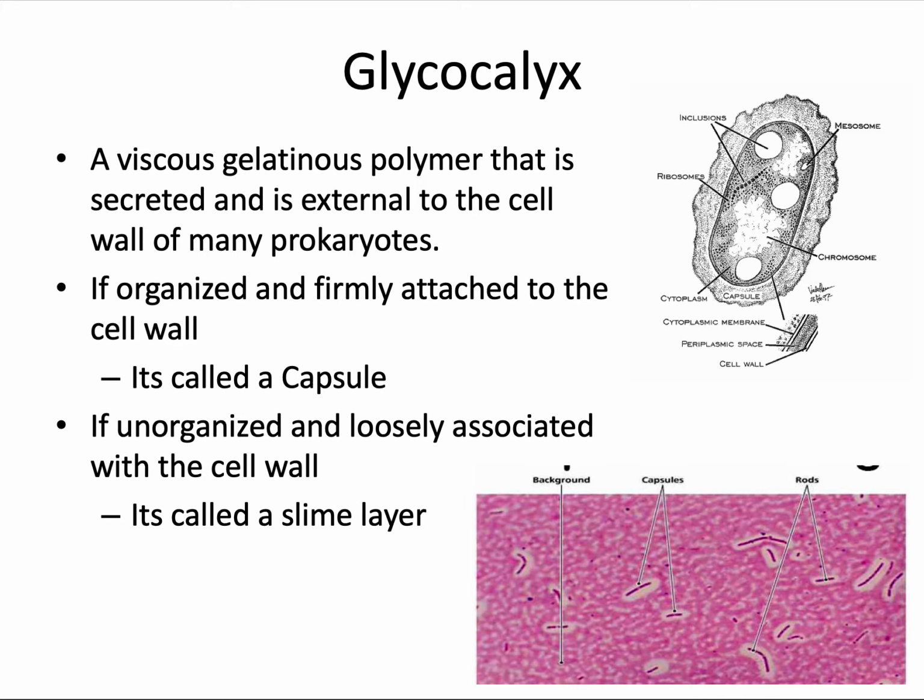If they are well organized and firmly attached to each other, closely packed, it becomes what we call a capsule. So you have certain bacteria that have capsules, like Klebsiella pneumoniae. If it's not well organized and it's quite loose around the cell wall, it is called a slime layer. So this is a slide of a bacteria with capsules, and the capsules are those spaces that you see around the bacteria.